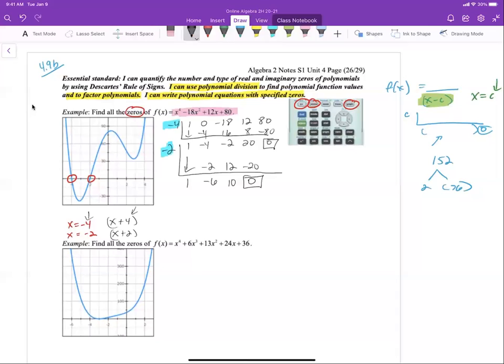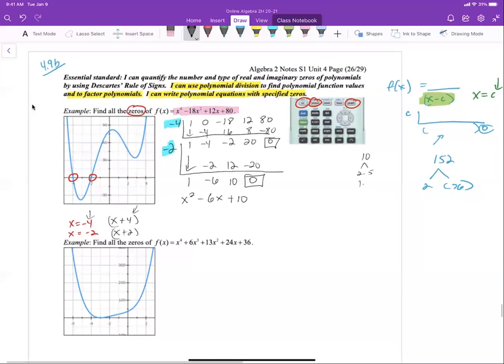So now I have x squared minus 6x plus 10. Can I find two numbers that multiply to a positive 10 and add to -6? So let's look at all my factors of 10. If I have 2 times 5, that's one option. I have 1 times 10. And so the answer is no. I cannot find two numbers that multiply to a positive 10 and add to -6.